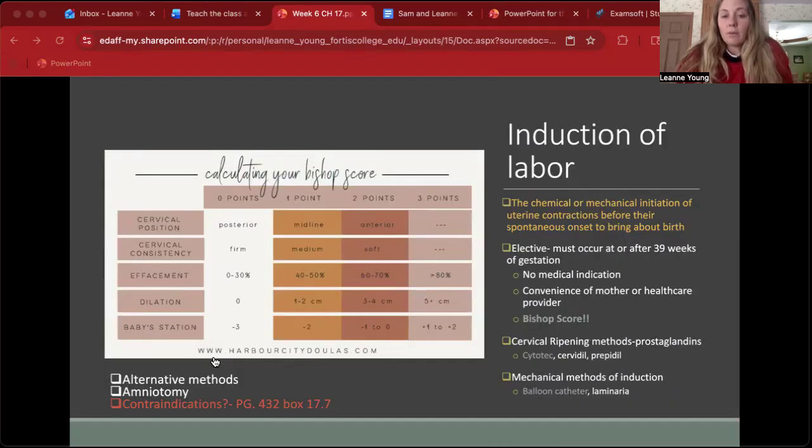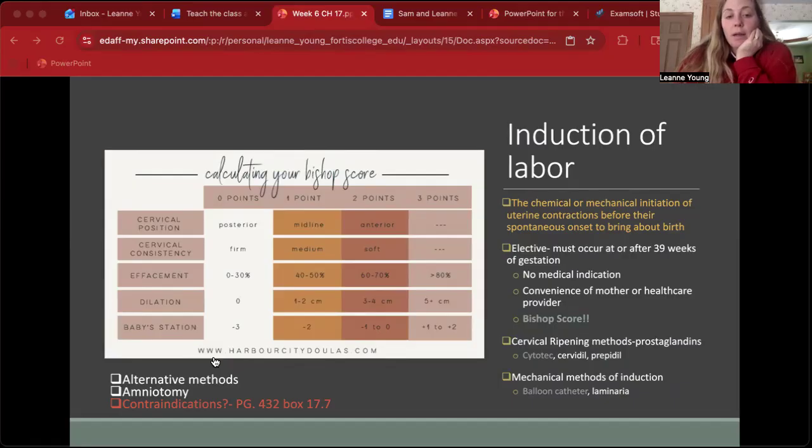Okay, let's move on here and talk about inductions of labor. Inductions are something that you guys are going to need to know definitely about for your exam. This is the chemical or mechanical initiation of uterine contractions before their spontaneous onset to bring about birth. It's basically putting a woman into labor.